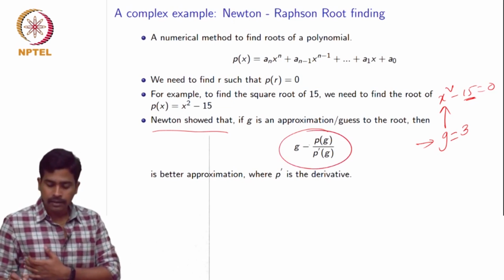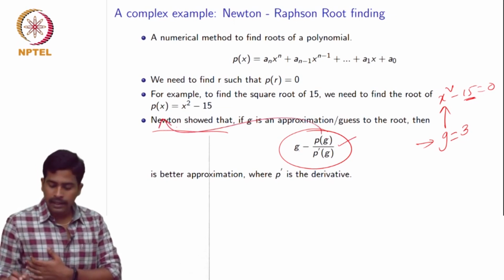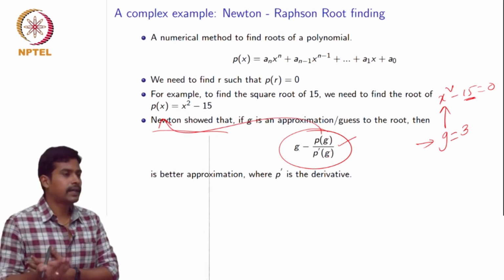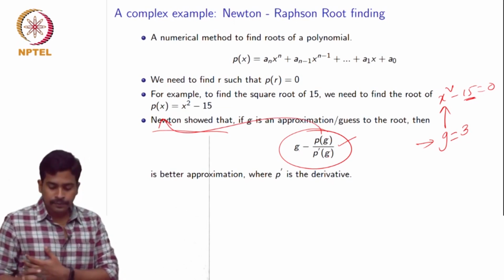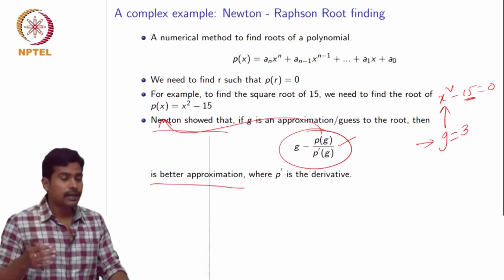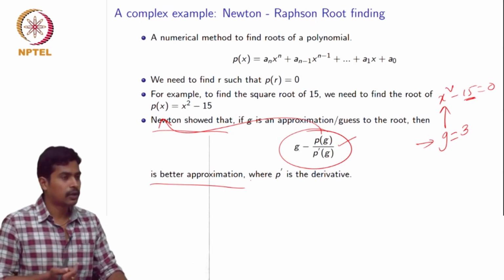Okay. So the modified guess is given by g minus p of g, obtained by substituting this guess in your actual polynomial, divided by substituting again this guess in the derivative of your polynomial, right. So this is the basis of the Newton-Raphson method, and let us try to use this approach to calculate the square root of a given number.